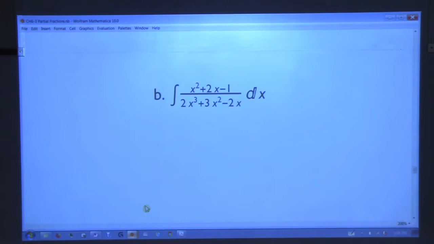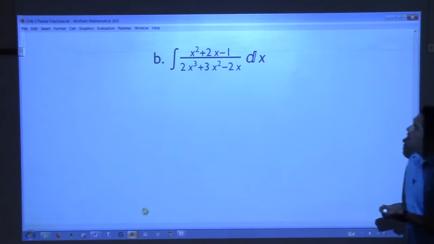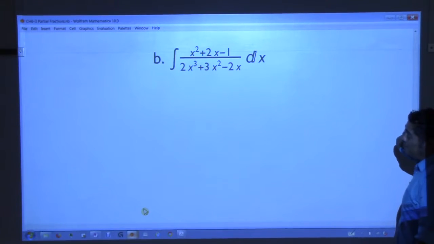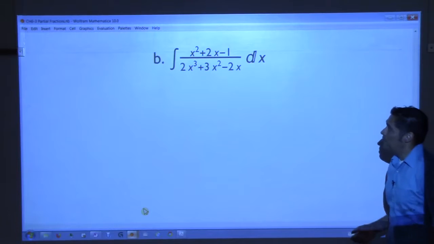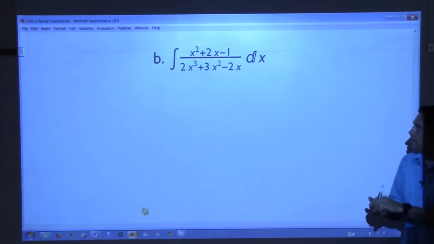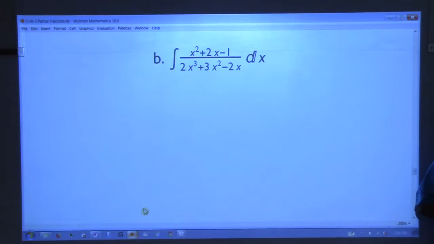Here's the second problem we're going to do. Pretty messy looking, isn't it? We start eliminating things: we can't use just the power rule. This is not a basic U substitution. No integration by parts here. No trigonometric substitution. Would you all agree that we can rule all those out pretty quickly?